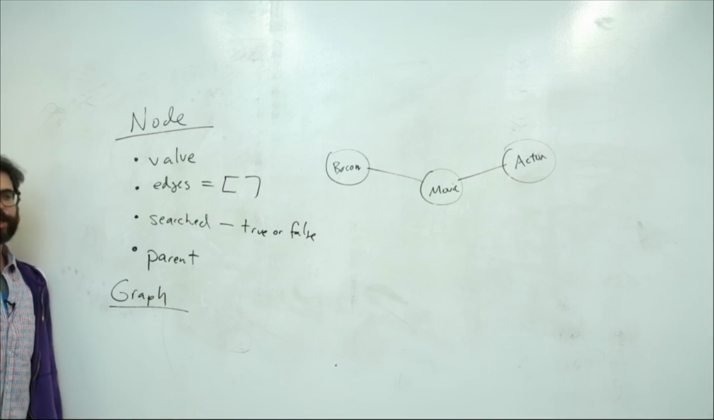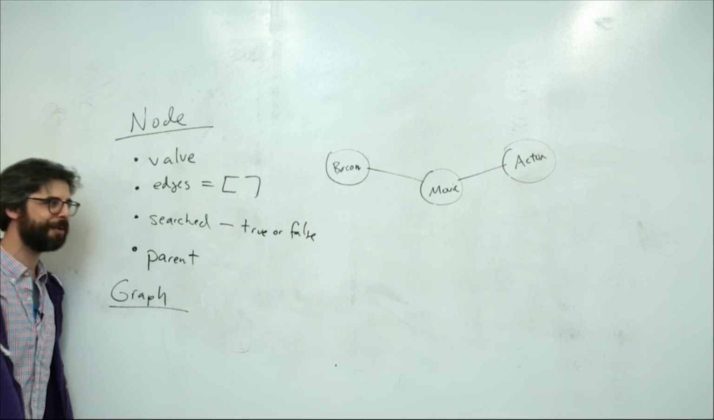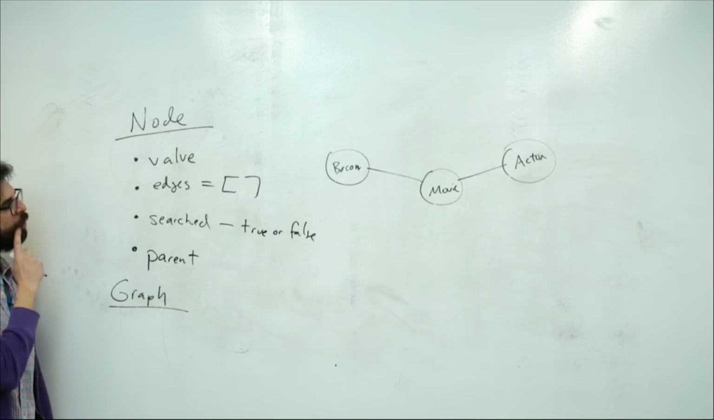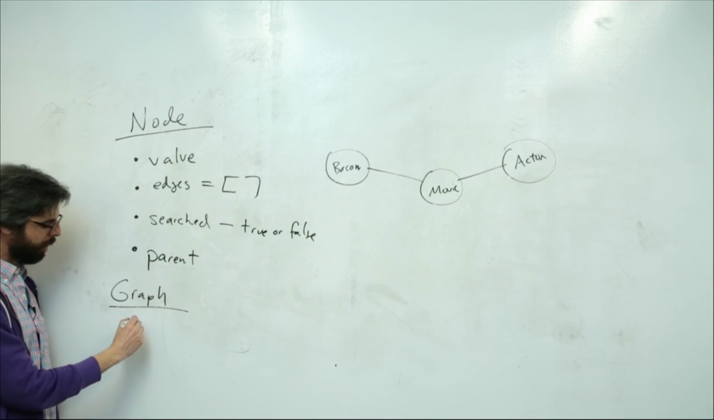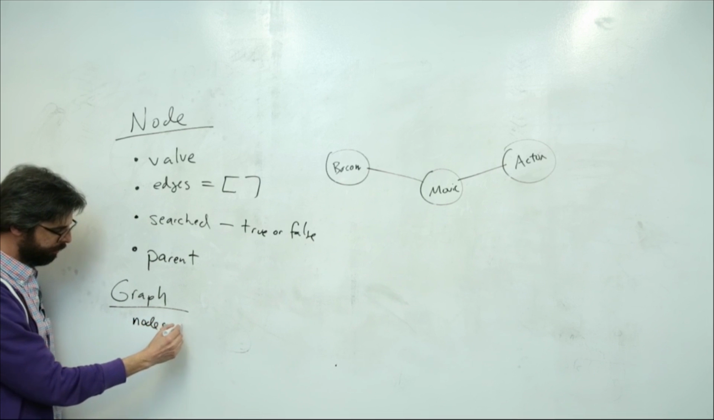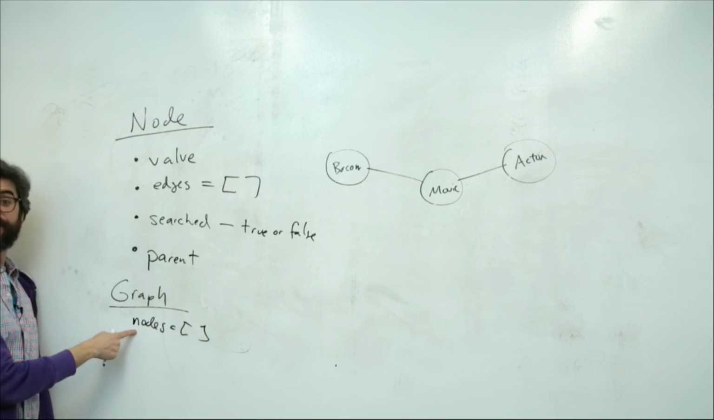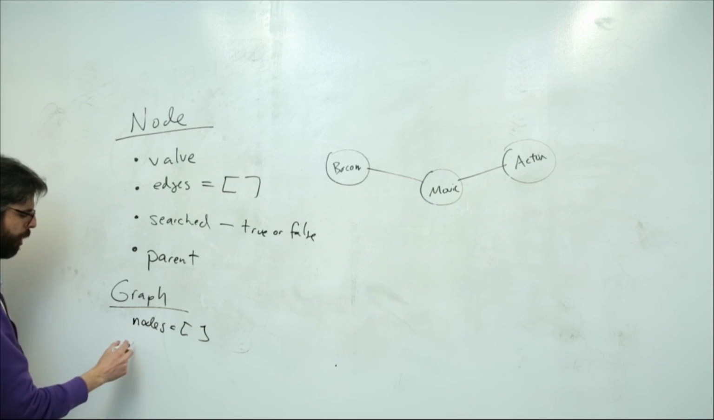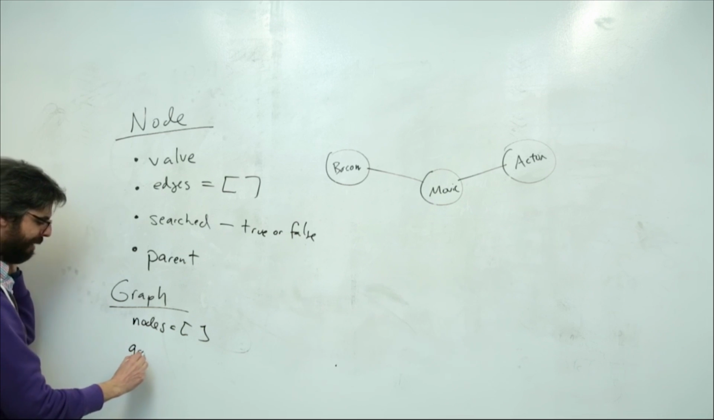So I might have some redundancy or some things in my code that are a little bit unnecessary. But what I would like to do with the graph object is store an array of all the nodes.